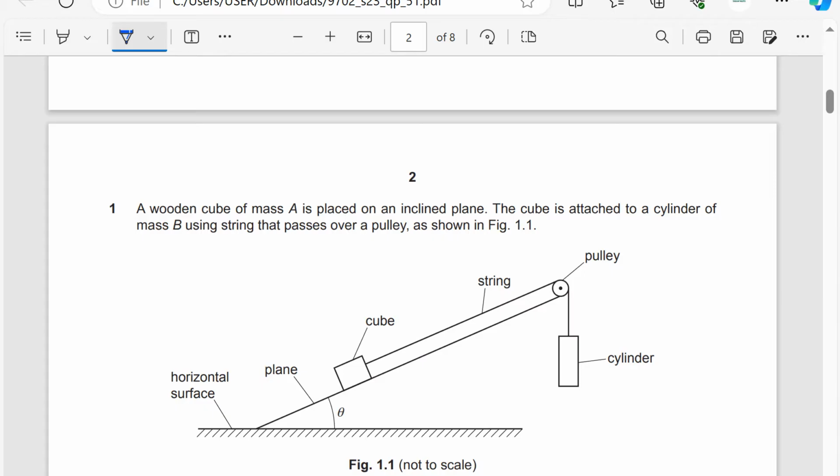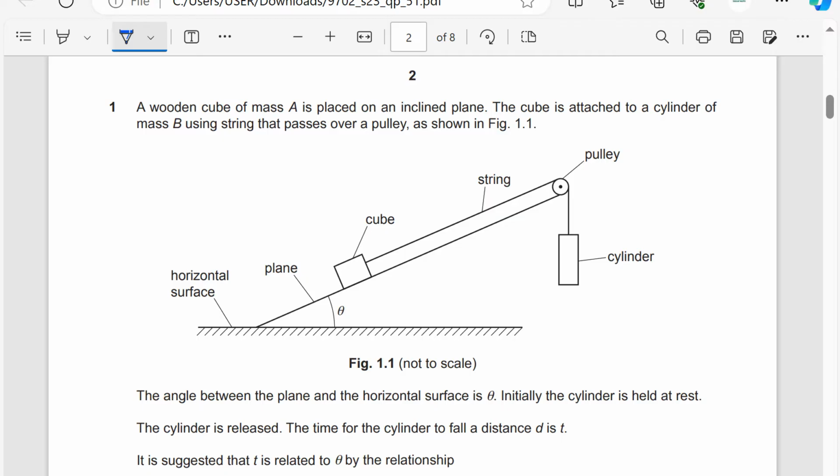So let's start. A wooden cube of mass A is placed on an inclined plane. The cube is attached to a cylinder of mass B using a string over a pulley. When I look at this diagram, I must find something which is going to support this plane. Some students may want to put a block, but remember you may need to change the angle theta by raising the plane. If you put a block, it means in your explanation you'll be adding blocks to raise the plane. But if you are an experienced student, then you may just look for a ratchet. If you know what a ratchet is, a ratchet can be adjusted. So I will use a ratchet here, something which can easily be adjusted.